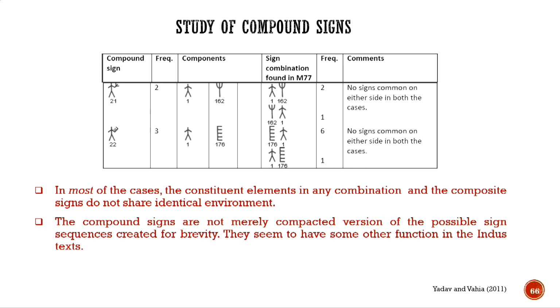So we carried out this exercise for almost all the compound signs, and we found that in most of the cases, the constituent elements in any combination and the composite signs do not share identical environment. The compound signs are not merely a compacted version of the possible sign sequences created for brevity. They seem to have some other function in the Indus text.